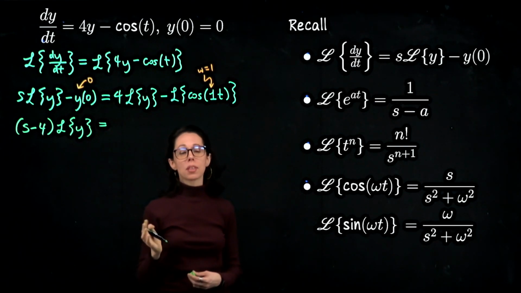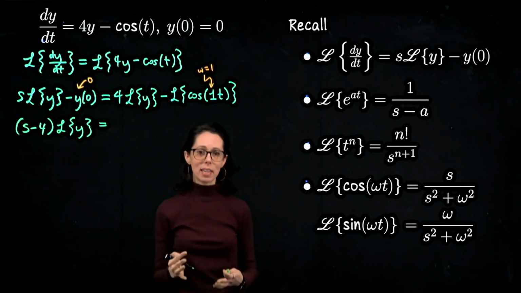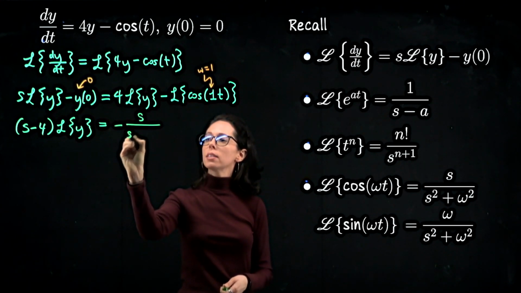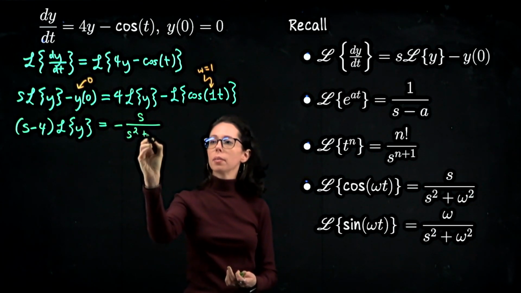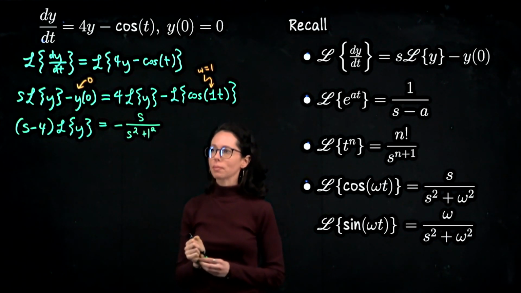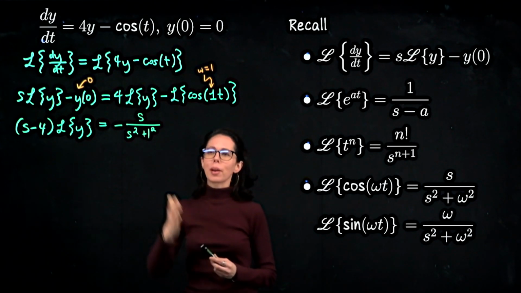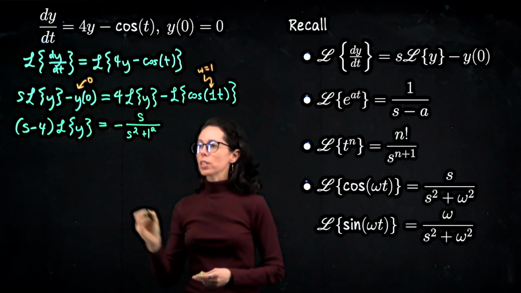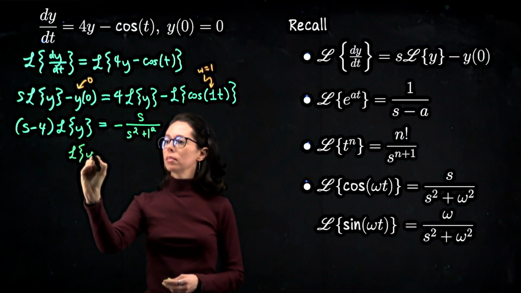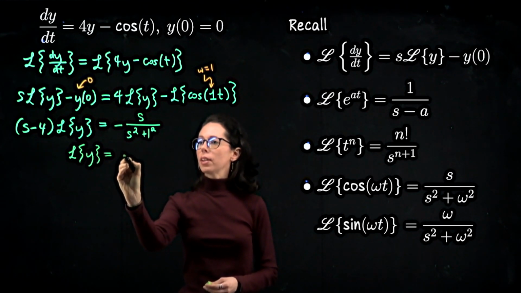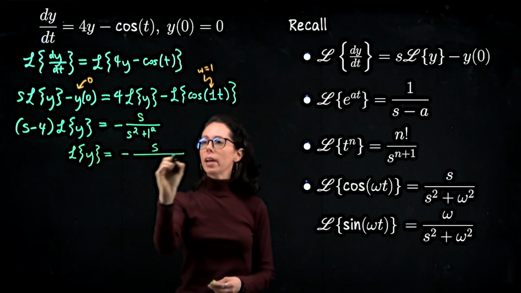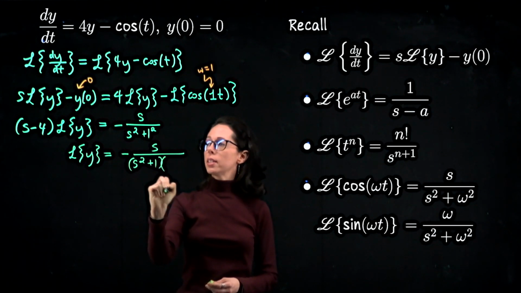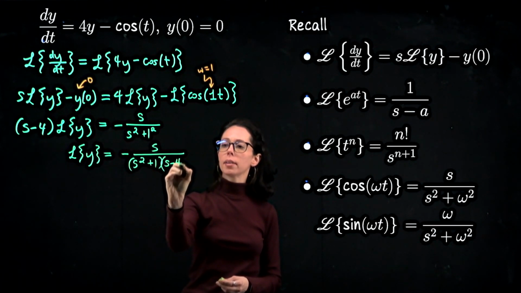What is negative 1 times the Laplace transform of cosine of 1t? We know that's negative s divided by s squared plus 1 squared. I'll write 1 squared once, just to emphasize that 1 is omega. Now we can isolate the Laplace transform of y. We have negative s divided by s squared plus 1 in the denominator times s minus 4.